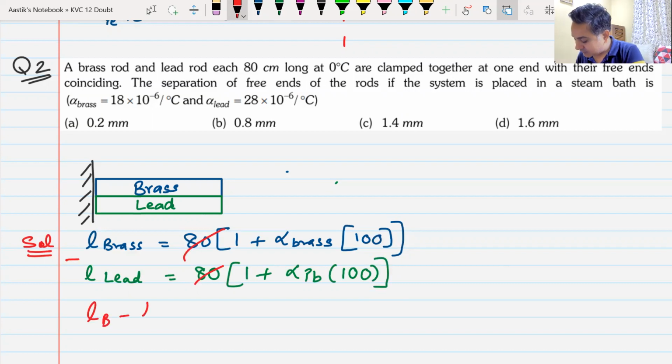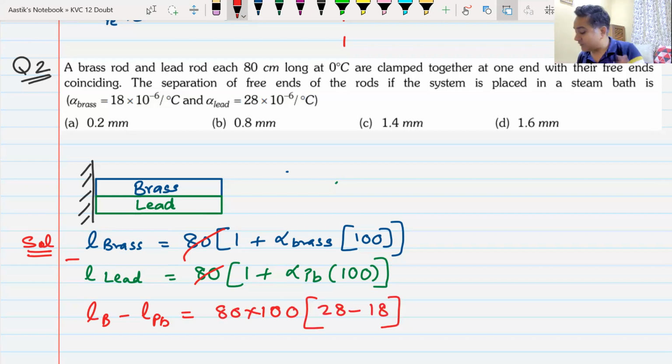Length of brass minus length of lead, Pb, will be equal to alpha brass into 80 into 100 minus alpha lead into 80 into 100. So 80 into 100 I have taken outside. Alpha brass is 18 minus 28, or you can do 28 minus 18, assuming that this lead will be more and brass will be less. This will be your answer into 10 raised to the power minus 6. Yes or no, my dear friends? Yes, sir. I think it is coming as 0.8 mm.